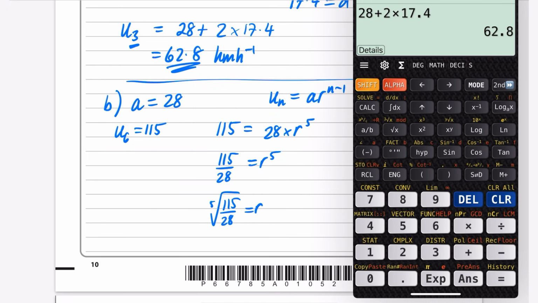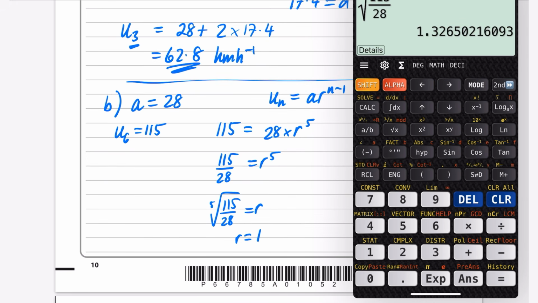So I'll do shift, and there it is over there. Oh, it's got my answer up there. That's a shame. So we'll do the fifth root of 115 over 28. So we've got what r is equal to. r is equal to 1.326, and so on.